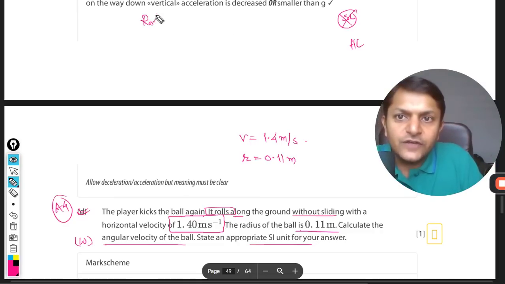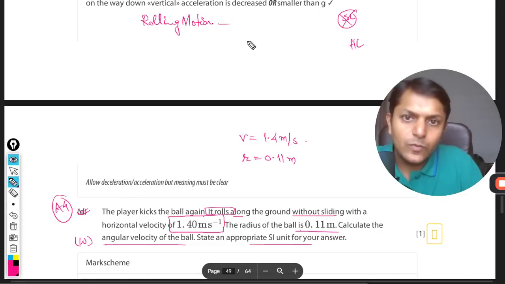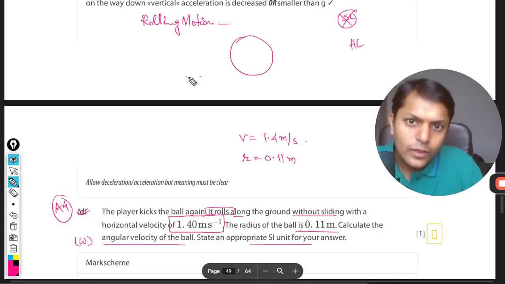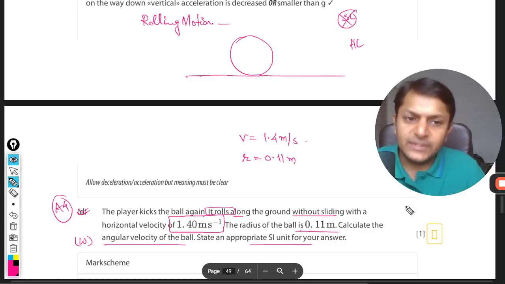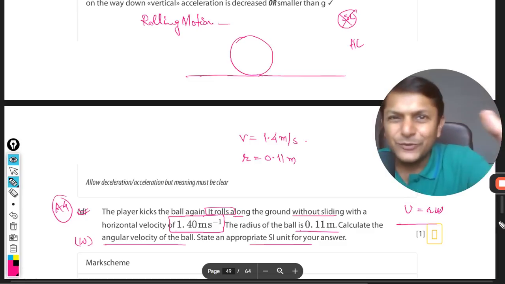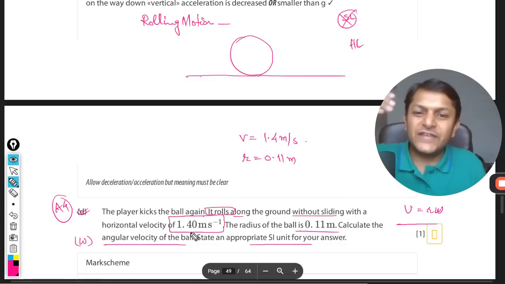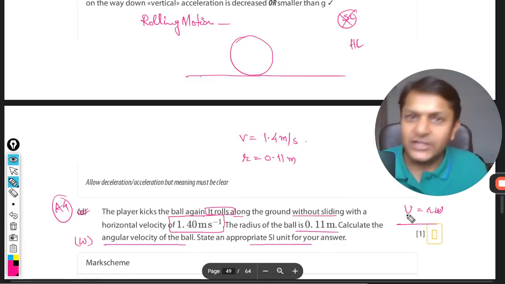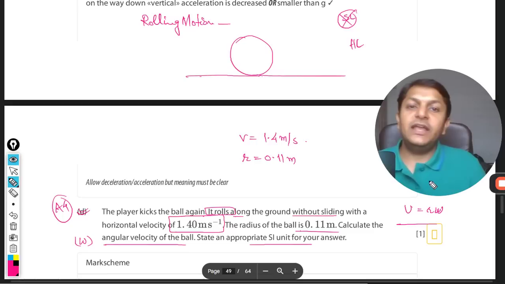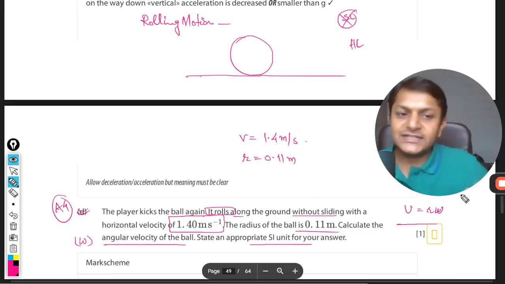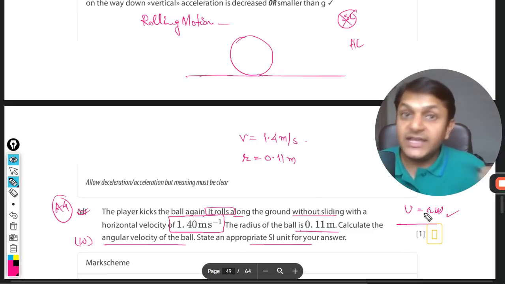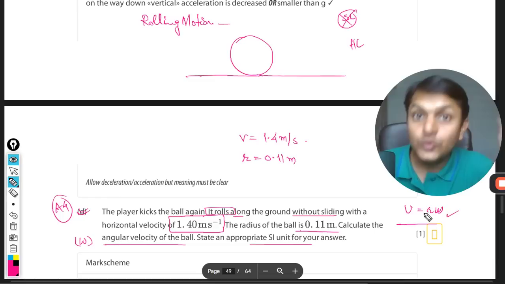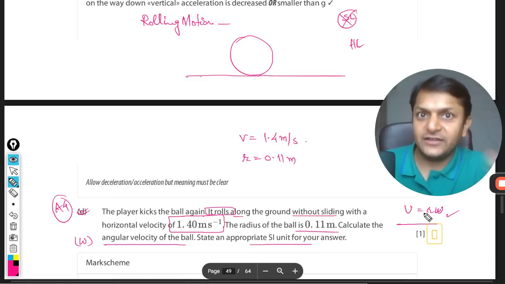So in the case of perfectly rolling motion, see, it's very simple. We are going to use v is equal to r omega. Even if you don't know the rolling motion, you can do it. The velocity is given as 1.4. The radius of the ball is given as 0.11, and you can find the omega. Very simple. But it is more important for you to understand where this formula is coming from. This is not the same formula that you know. It's different. Why is it different?